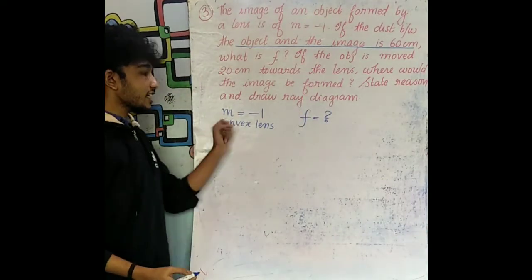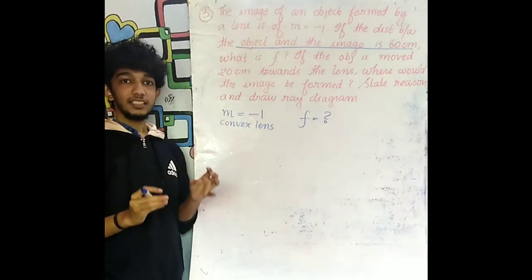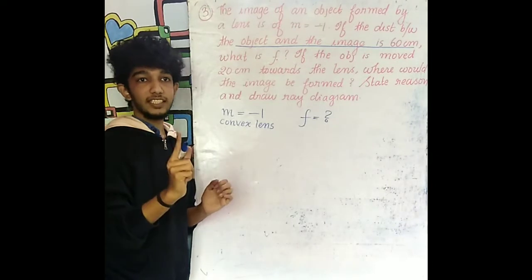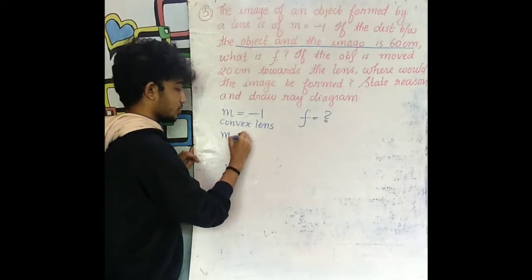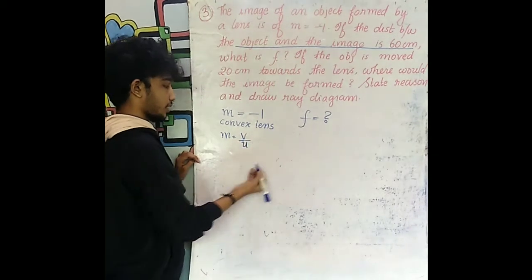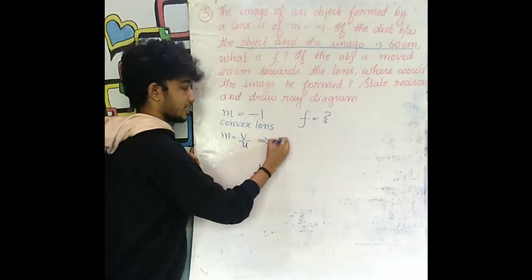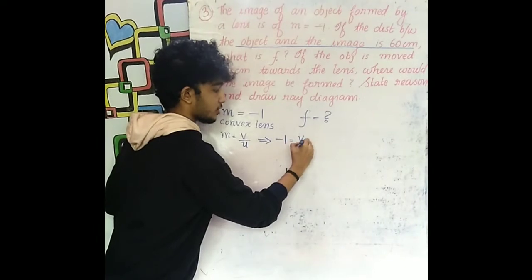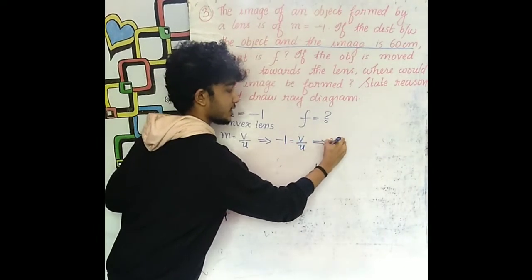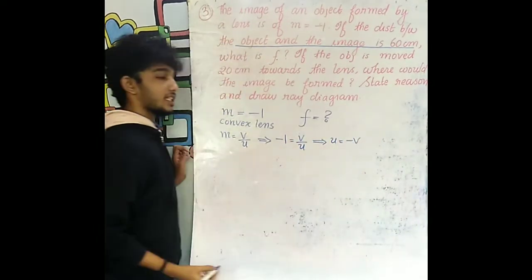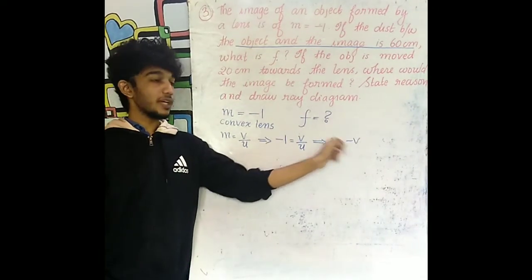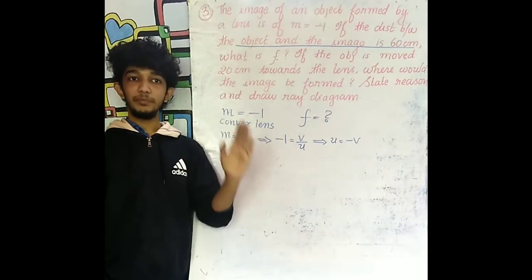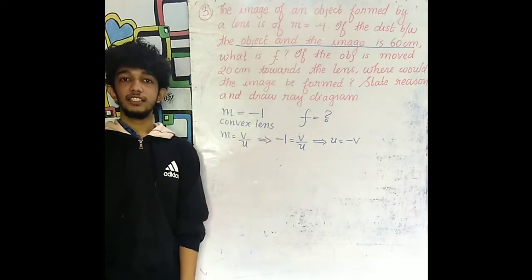So the magnification is given as unity, meaning the magnitude of magnification is 1. That means we have the equation m is equal to v by u. Here, if magnification is -1, -1 is equal to v by u, which implies u is equal to minus v or v is equal to minus u. Doesn't that imply that the magnitudes of u and v are equal? That means the image distance will be equal to the object distance.